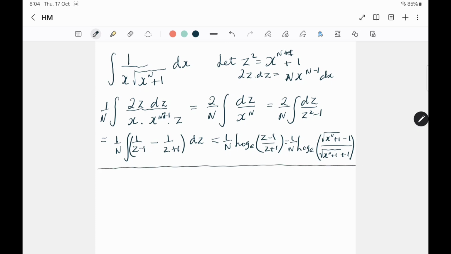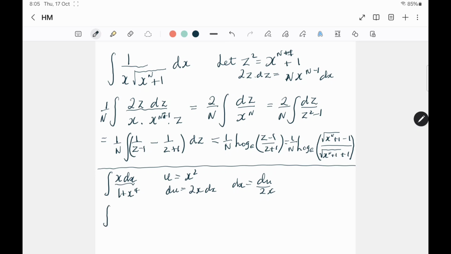And there's another one, which is x dx over 1 plus x to the power 4. And here we let u equal x squared. So du is 2x dx. And that means dx is du over 2x.